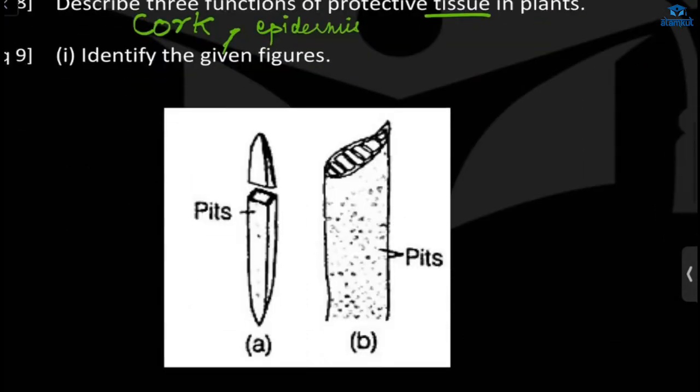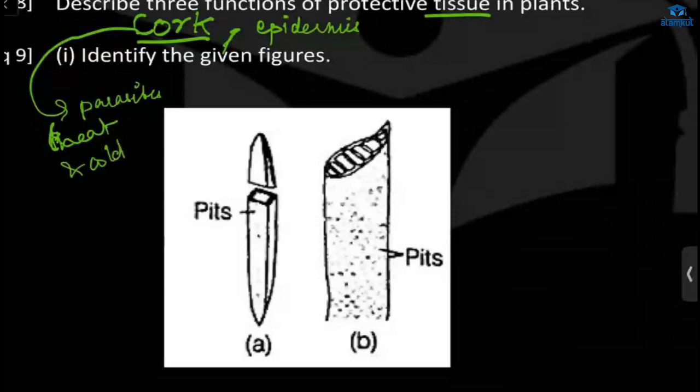Cork, what is its function? It secretes a chemical called suberin, and it protects the inner tissue of the plant from parasites. And ma'am, the epidermis is the outermost layer. Yes, and cork also protects from heat and cold. Okay, excessive heat and cold, it does that work.